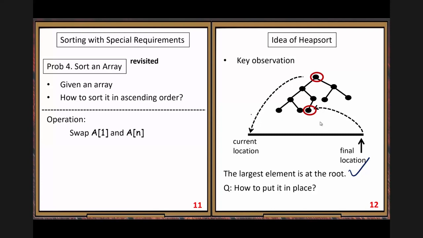But now A of n is at the root. What would happen if A of n appears at the root? Some violation, right? A max heap property violation occurs at this location. Can we fix it? We have the max heapify operation, and only one violation. Everywhere else, no problem. So we can fix it by running max heapify all the way down to a leaf, recovering the heap structure by the max heapify process.